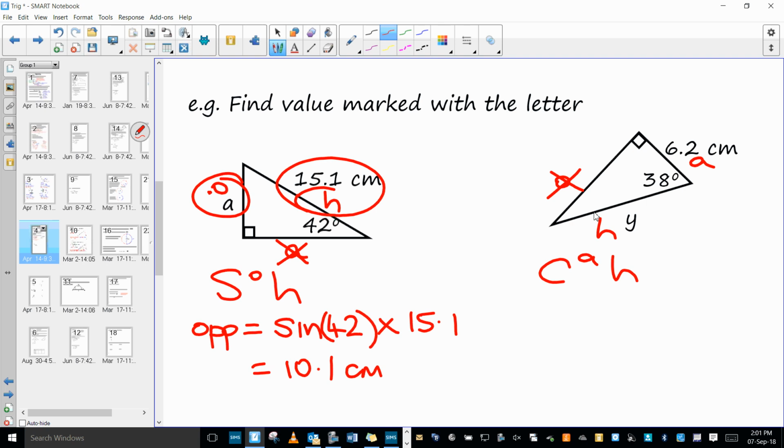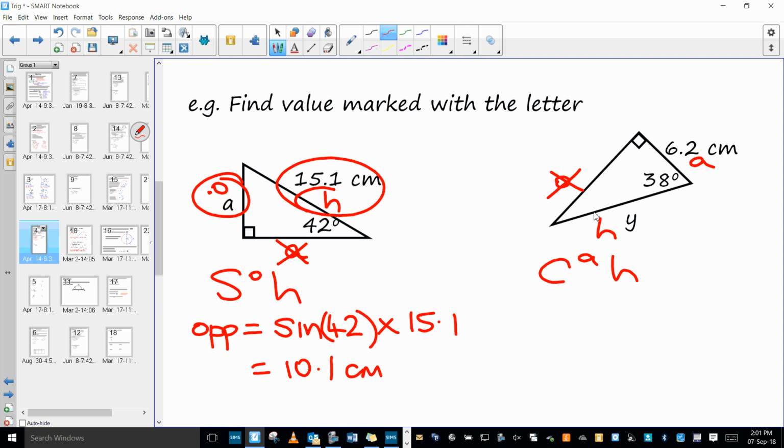We're trying to find one of the letters. We're trying to find the value of A. First maths lesson of the day. So for this one, we're trying to find the value of Y, which is the H. So we cover up the H.